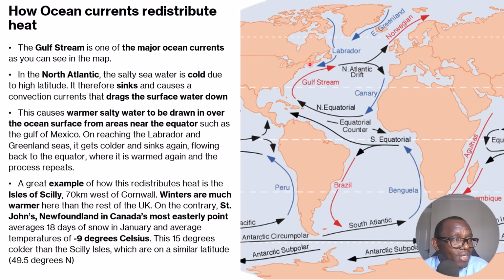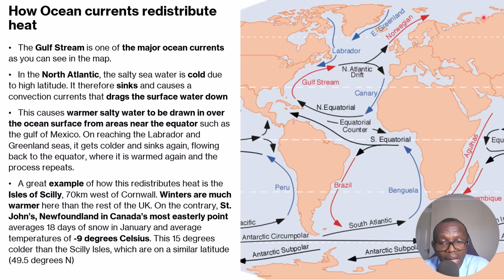And as that happens, warm air is going to be moved from the equatorial regions up towards the higher latitudes. An example of that happening is here in the UK and in Canada. So the area in the UK that we'll talk about is the Isles of Scilly. These are 70 kilometers west of Cornwall. And in this area, the winters are much warmer than the rest of the UK.